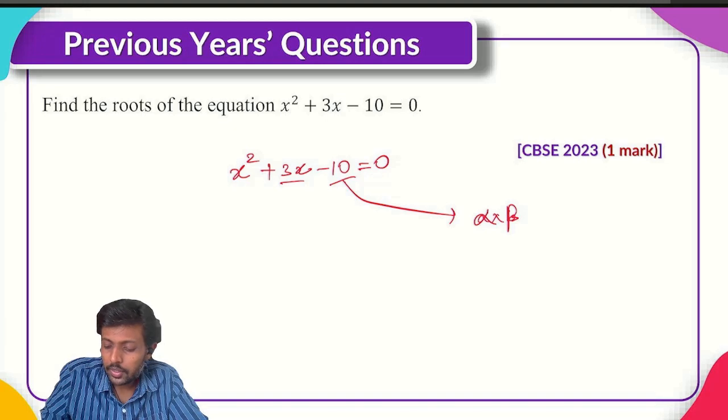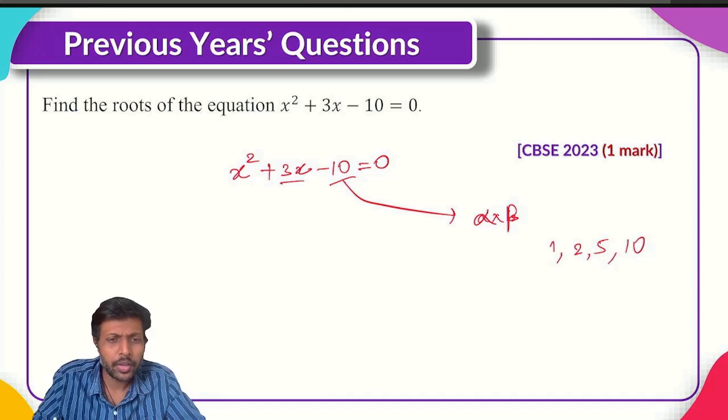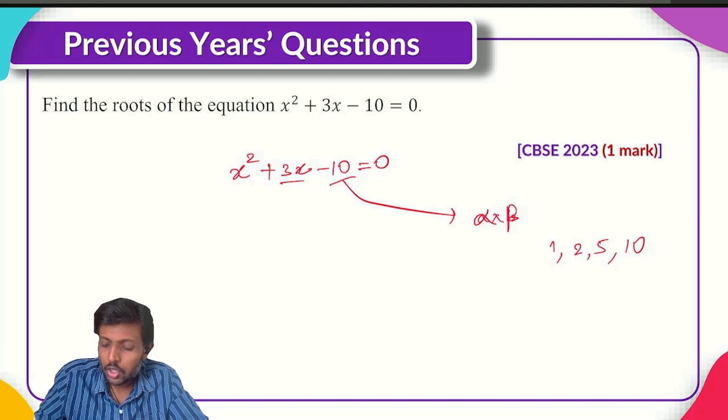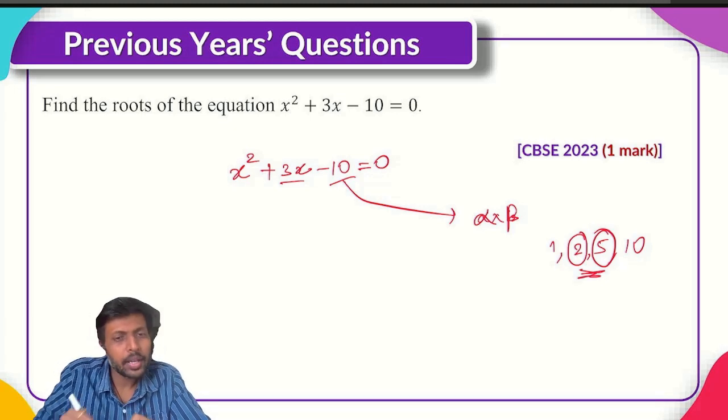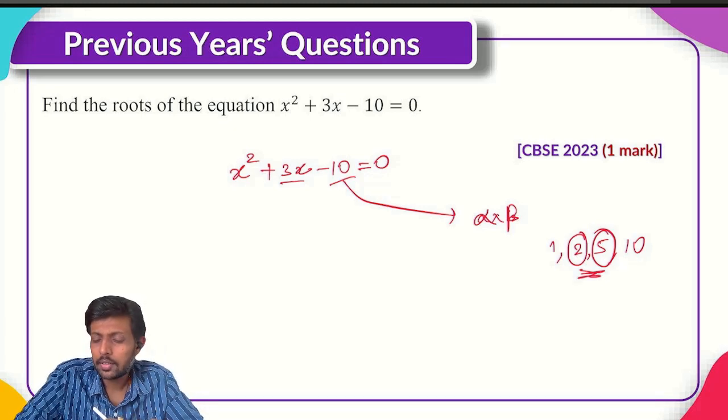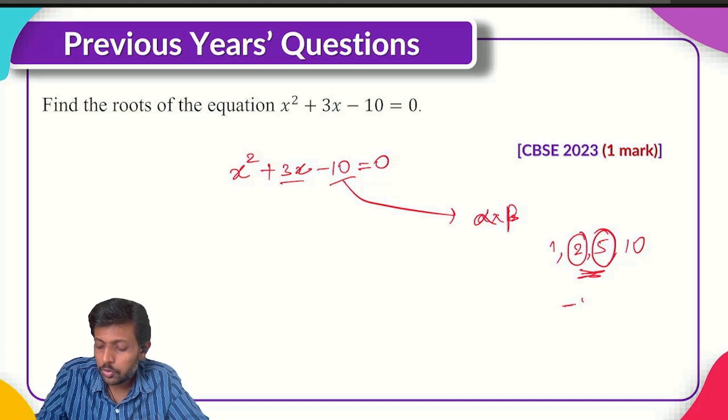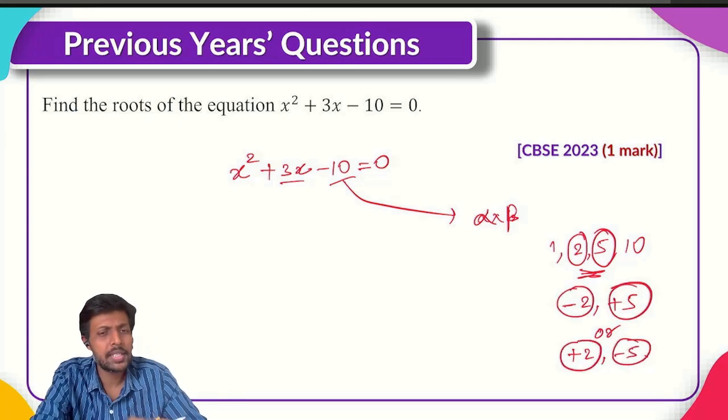Let's try to write the factors of 10. So 2 into 5 gives us 10. 1 and 10 are also factors of 10. Okay, so these are some factors of 10. If I pick these two, I'll get 10, but I also have to take care of the sign. So I can either use minus 2 comma plus 5 or plus 2 comma minus 5. These pairs will give me minus 10.